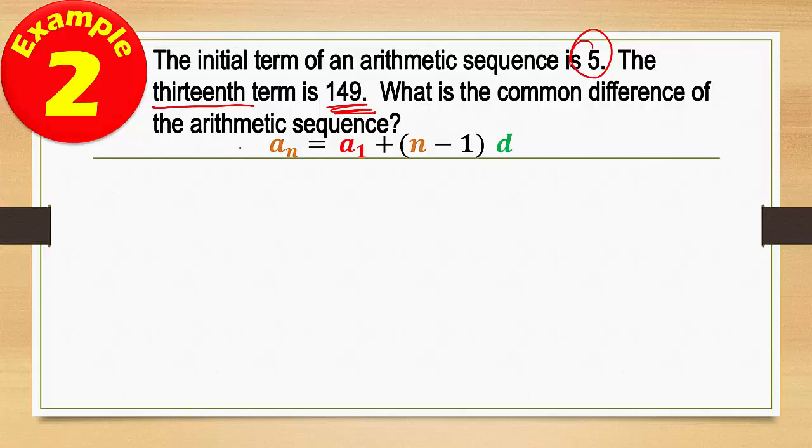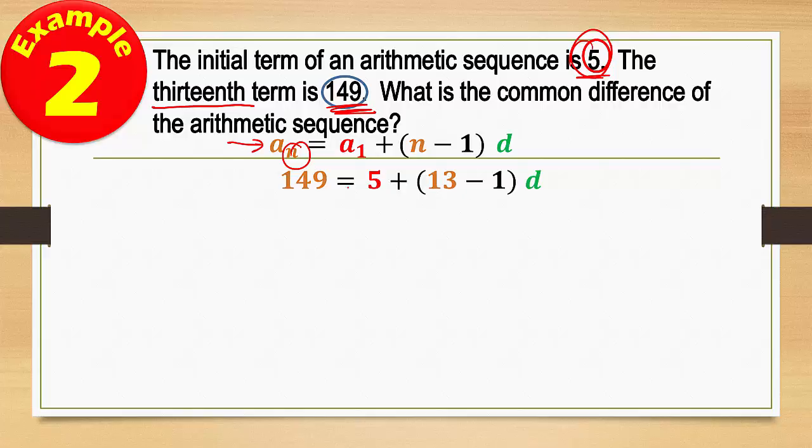So, again, start with this formula. That's your base. And then we're just going to fill in what we know. We know that 149 will go right there. The first term we're told is 5, so we're going to put that there. Now we know that this n is 13, because 149 is the 13th term. So we're just going to put it in as 13 minus 1, because remember that minus 1 always stays. And d is going to be the variable that we're trying to solve for.